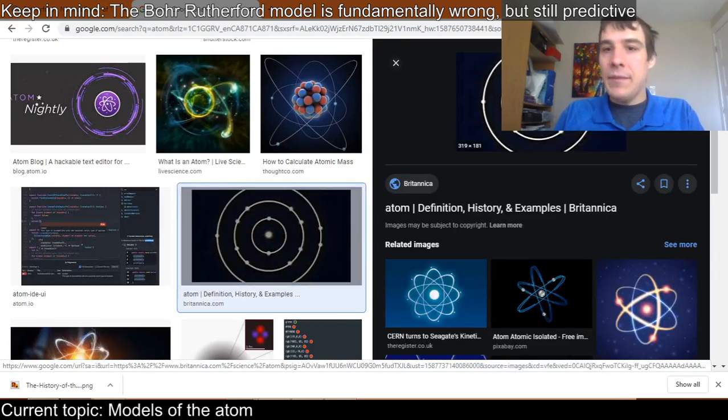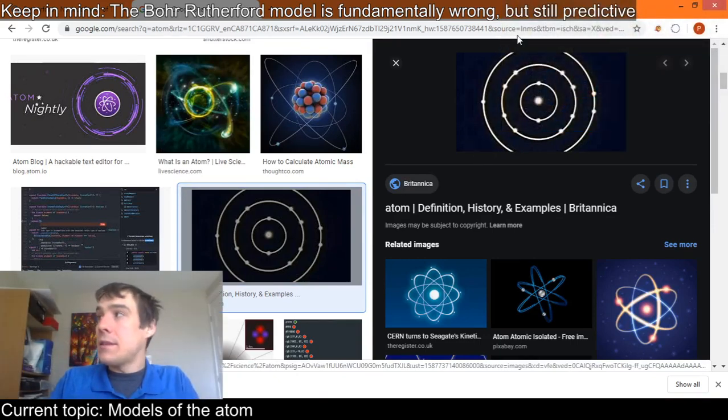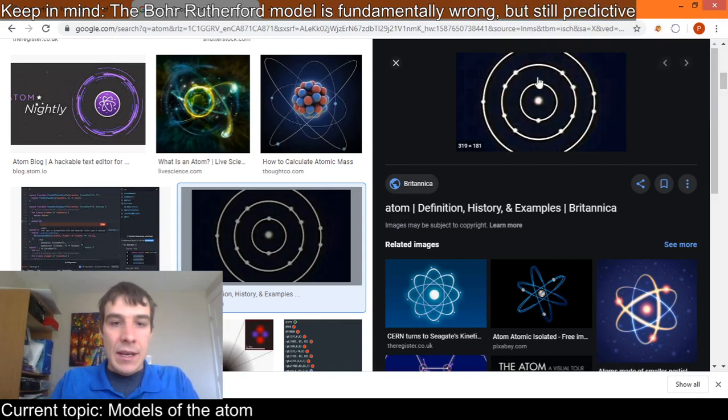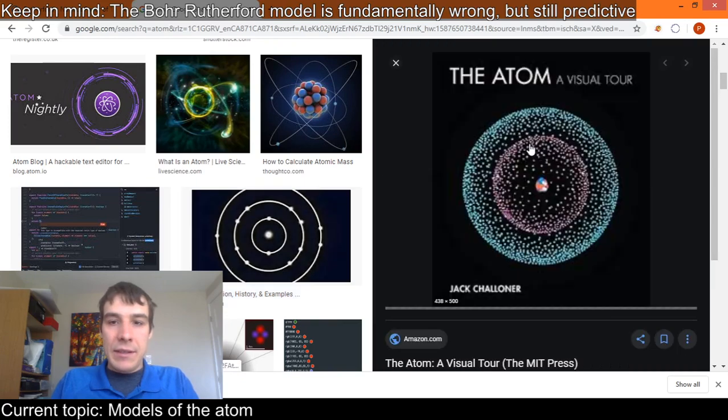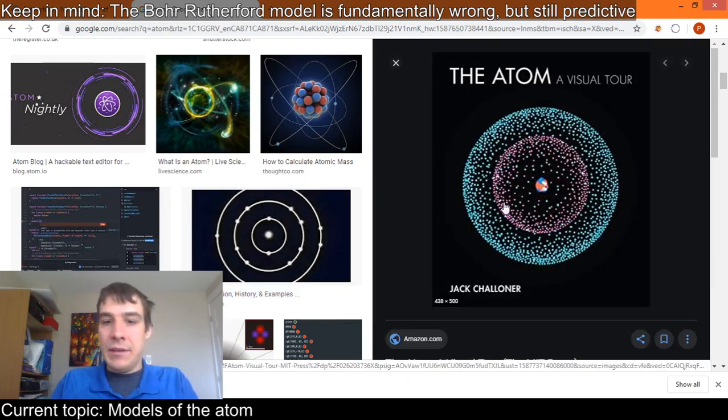This is a little bit better. Right? Here, I'm going to move my thing out of the way. This is a little bit better. And, you know, it's the Bohr-Rutherford model. This is pretty good too. You know, this is even better than that, but even that is wrong.